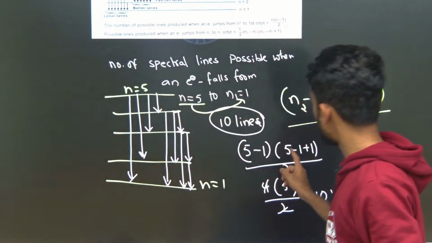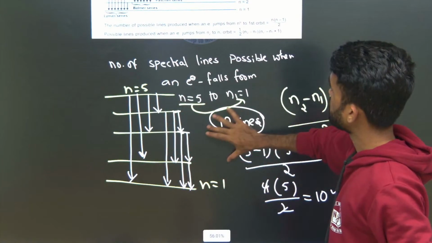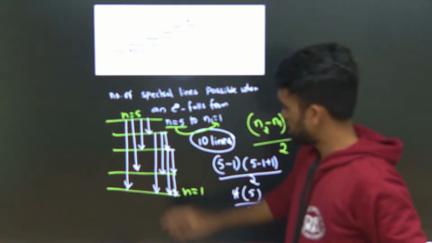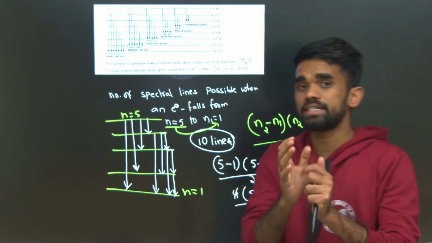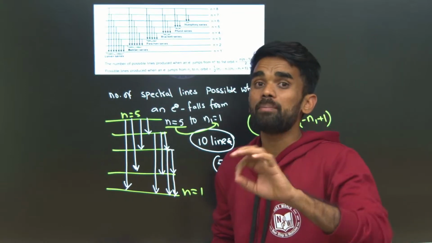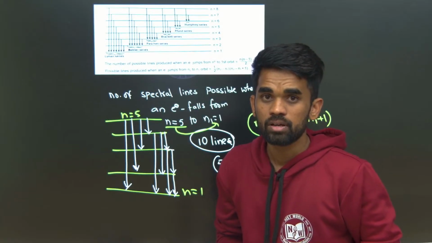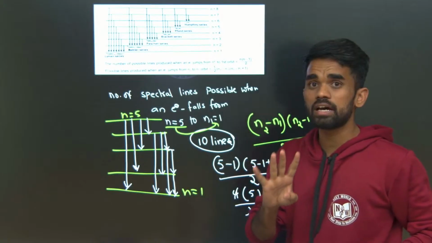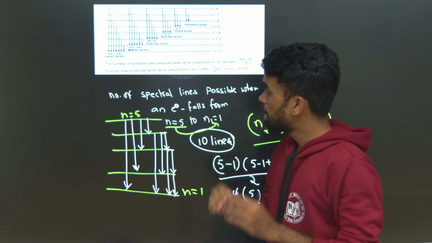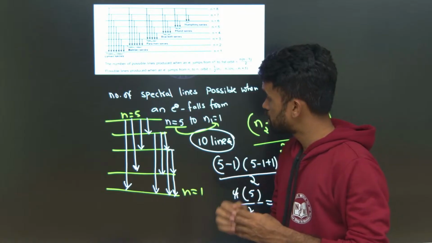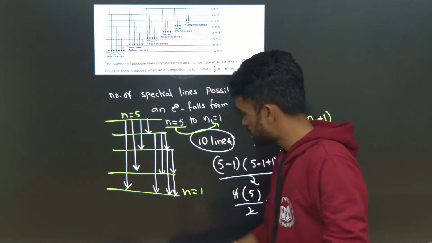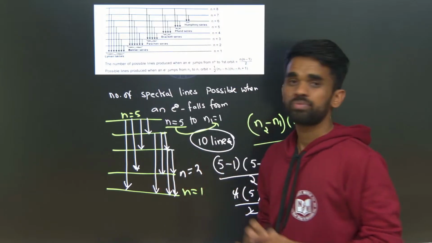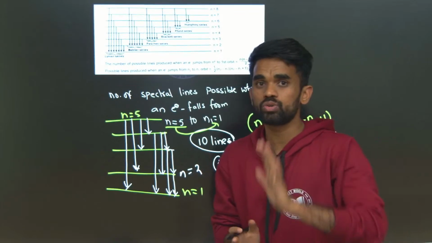Okay, this formula is very important when it comes to EAPCET, JEE or NEET exams. Now we got 10 lines. In these 10 lines, how many lines appeared in the Lyman series? See 1, 2, 3, 4. So 4 lines are in the Lyman series. Similarly, the number of lines in the Balmer series: Balmer series means the electron should fall into the second level, n equals 2. 1, 2, 3.